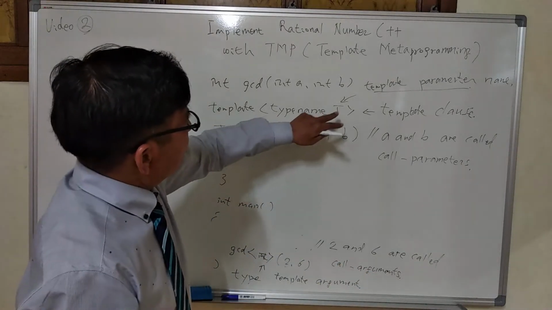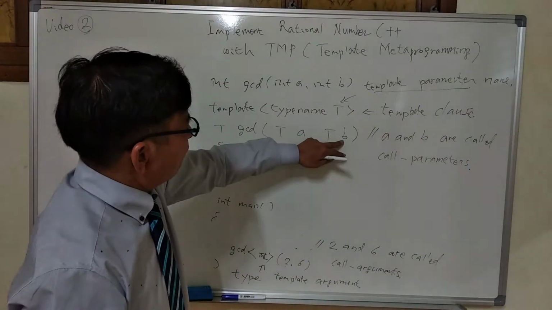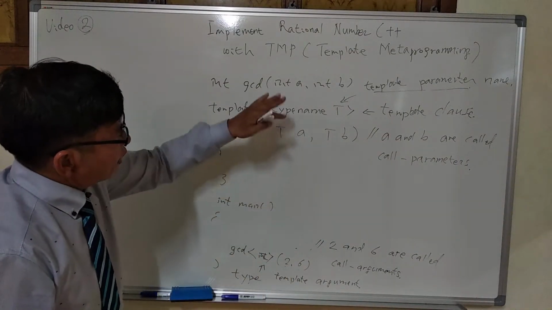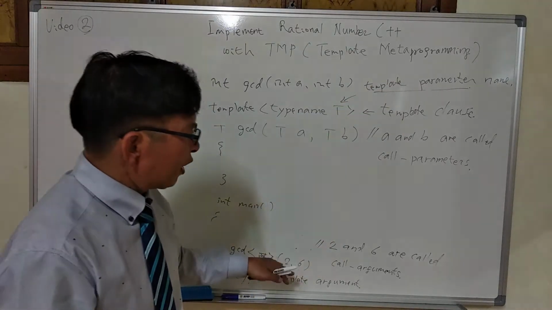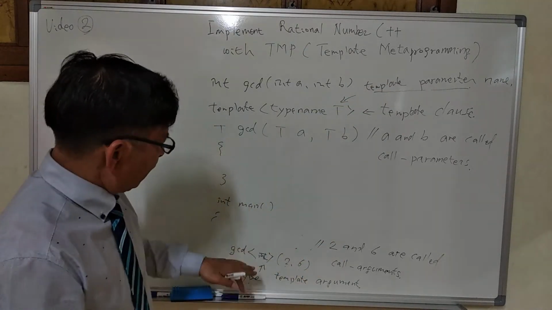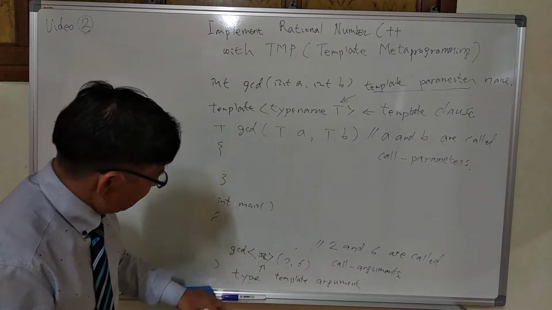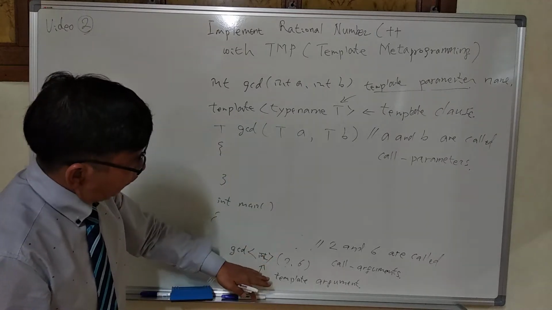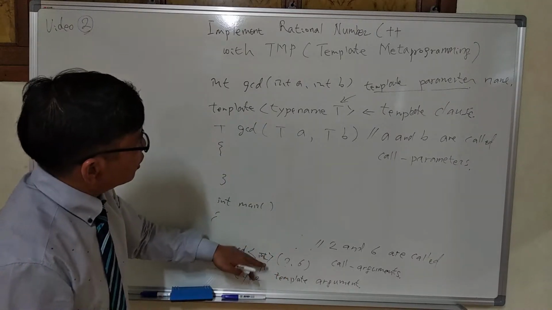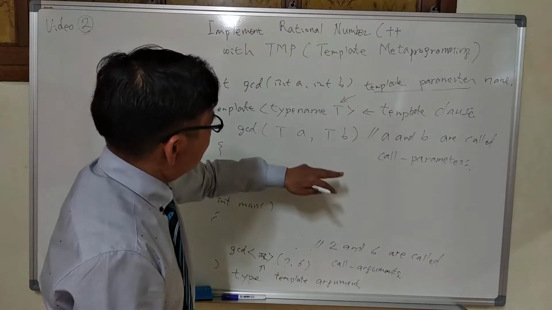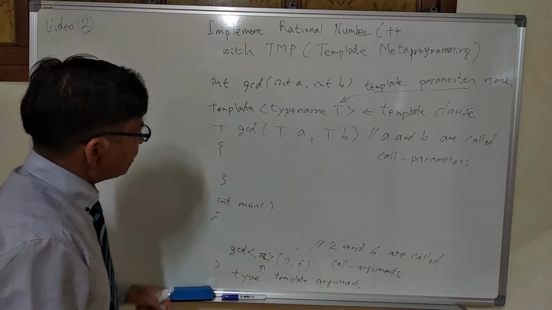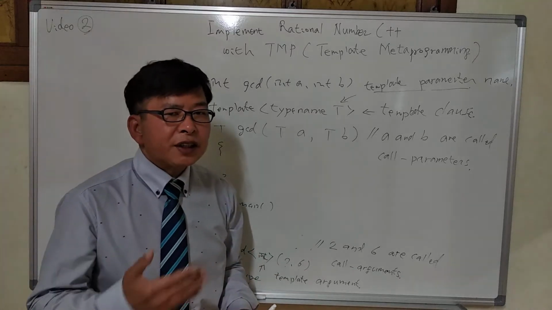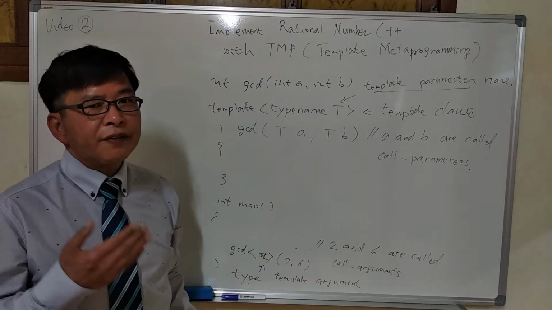So this is called a parameter. This is an argument. So telling the difference between parameter and argument is very important. Also, this is called the call argument, and this is called the template argument. Please note the difference: call argument and template argument, template parameter and call parameter. These two concepts are really important to discuss template metaprogramming in the future.